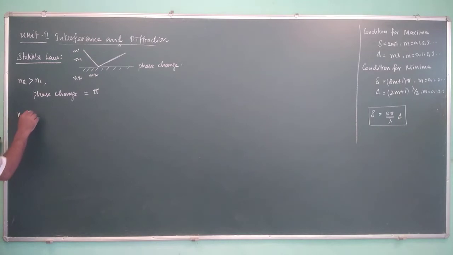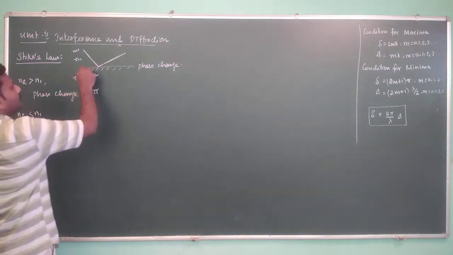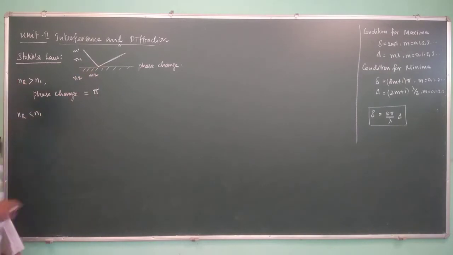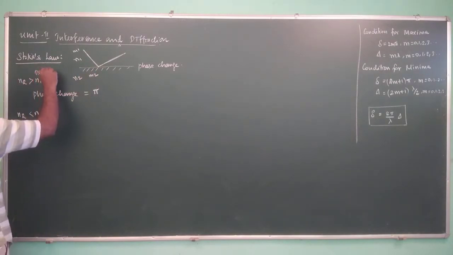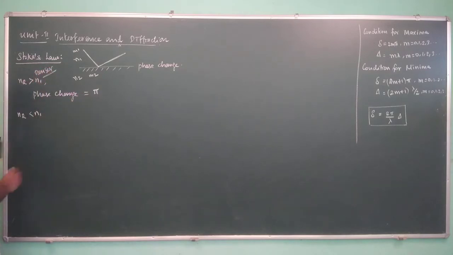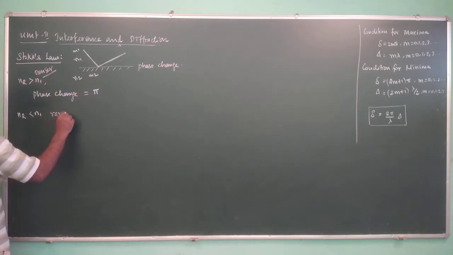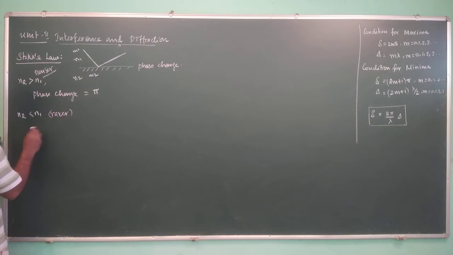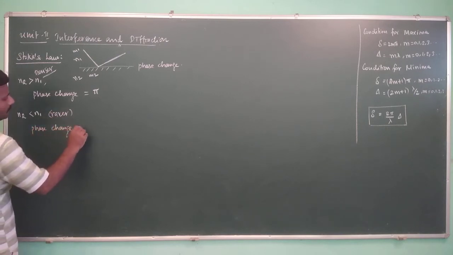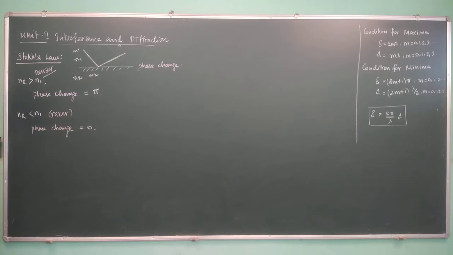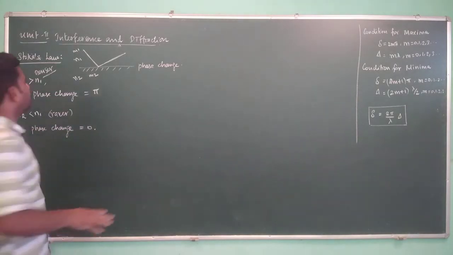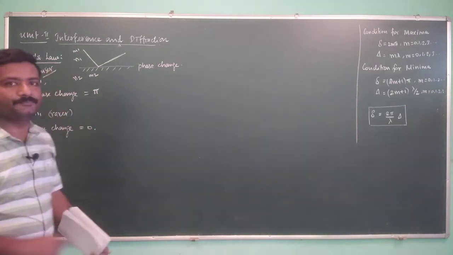Else, if the reflecting medium, that is the second medium, is a rarer medium, right? When it is a denser medium, the phase change is pi. When it is a rarer medium, then the phase change will be 0. Without any change, the light will be reflected. This is given by Stokes' law.